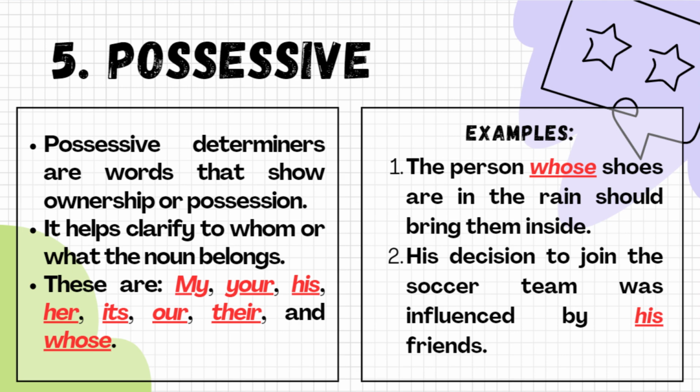Number 1, the person whose shoes are in the rain should bring them inside. Whose clarifies that the shoes belong to a specific person. And number 2, his decision to join the soccer team was influenced by his friends. His indicates that the decision and the friends belong to the same person.